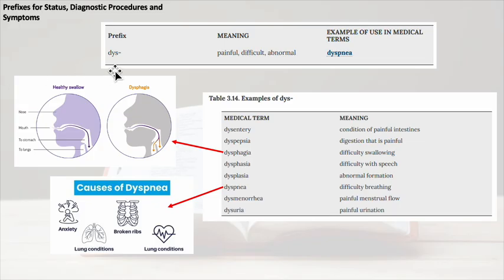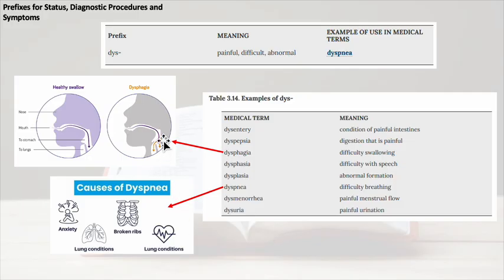Okay, let's look at the prefix dis, which means painful, difficult, or abnormal. It can also mean bad. Now, it usually indicates that something is not functioning properly. So it's often combined with roots that describe a body part or a function of the body to signal that there is a problem or a disorder. And as we can see, there are many examples of this.